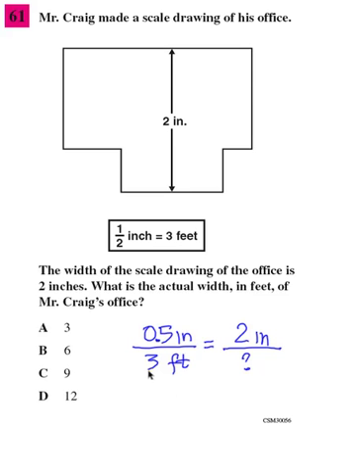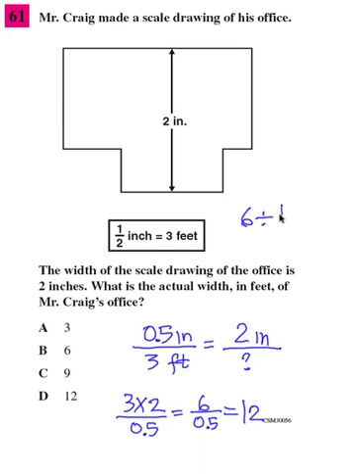So that would be 3 times 2, 3 times 2 divided by 0.5. This is the same as 6 divided by 0.5, which is 12. 6 divided by 1/2. 6 times 2 is 12. 1 times 1 is 1. This is 12. D.